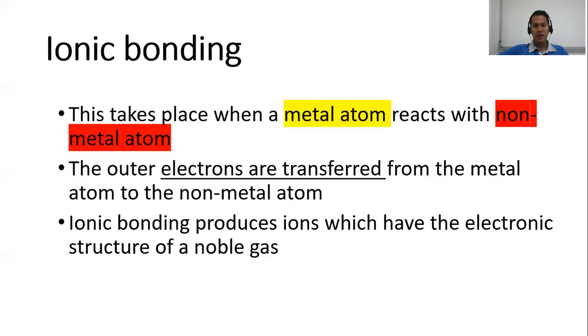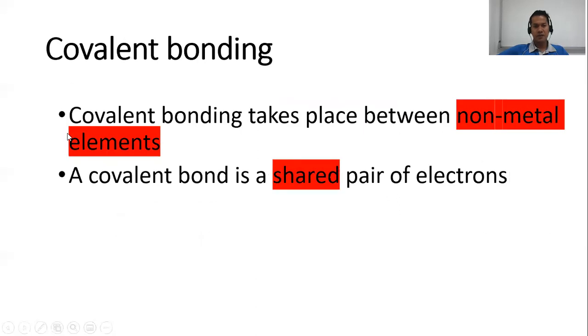In covalent bonding, all right, here we go. Covalent bonding happens between non-metal elements. Once again, remember this: covalent bonding is shared only between non-metals. So a covalent bond is a shared pair of electrons.